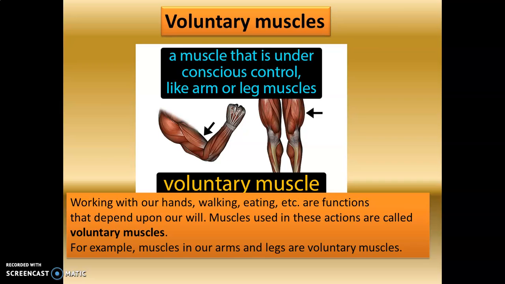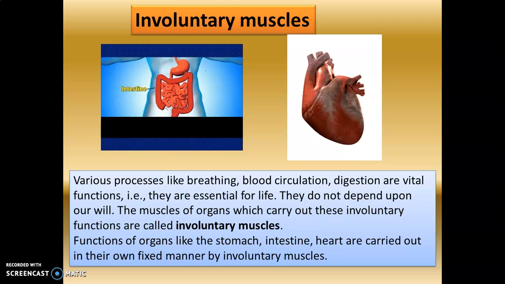I want to lift the pen, I will lift. I want to put the pen down, I will put the pen down. I want to stand, I will stand. I want to walk, I will walk. So everything depends upon my will. So the muscles which are involved in this action are called voluntary muscles. For example, the muscles in our arms and legs are voluntary muscles. So we have voluntary muscles.